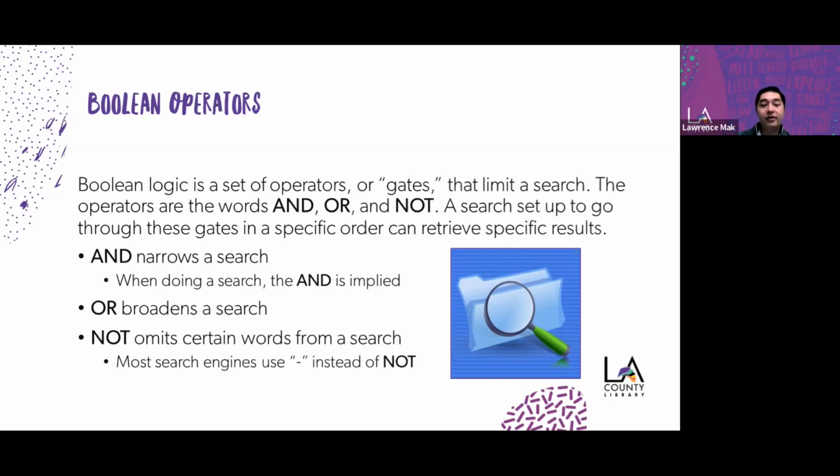All right, so first, and will narrow a search. So let's say you're looking for results. Let's say you're looking for food, pictures of food, and you want burgers and fries. If you're doing a search for those two terms, it'll limit the search for pictures to only those with burgers and fries.